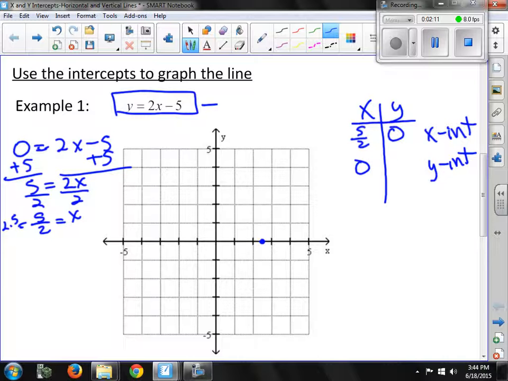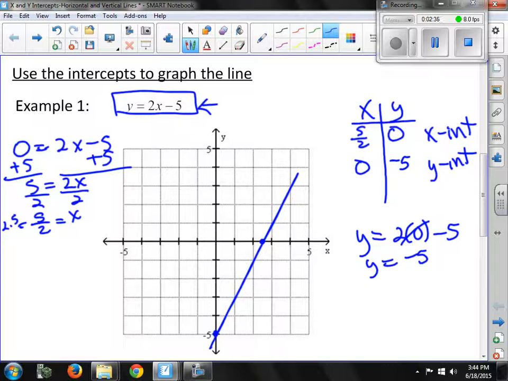Remember, to find the y-intercept, we plug in 0 for x. We're going to go back to our equation. So y equals 2 times 0 minus 5. That is 0, so y is negative 5. Okay, our y-intercept is (0, -5). X is 0, y is negative 5. Let's connect our points, and there's the graph of our line.